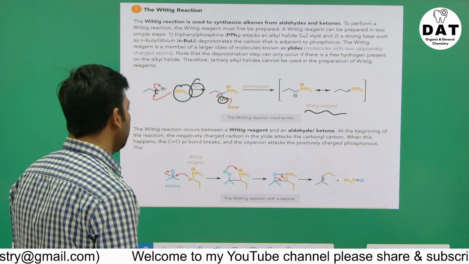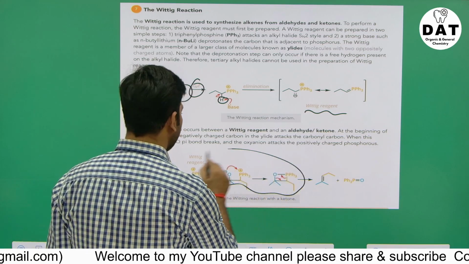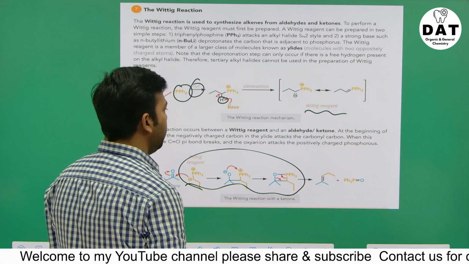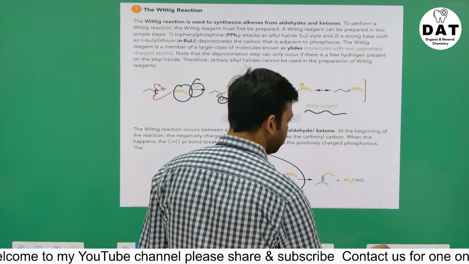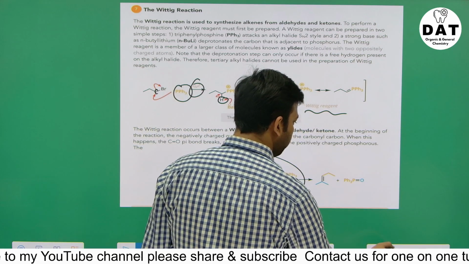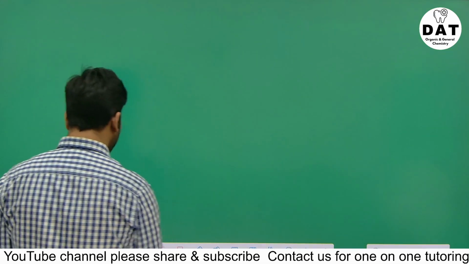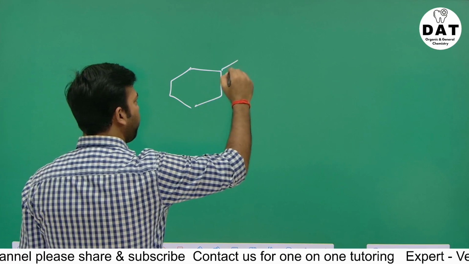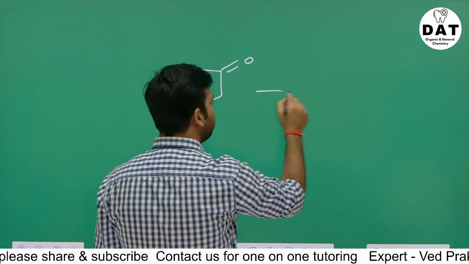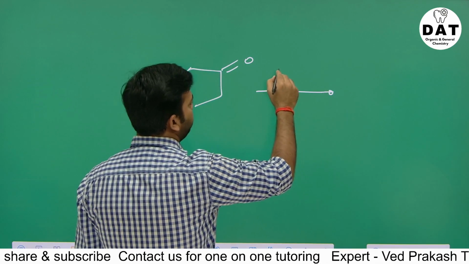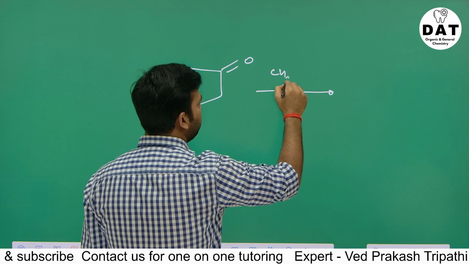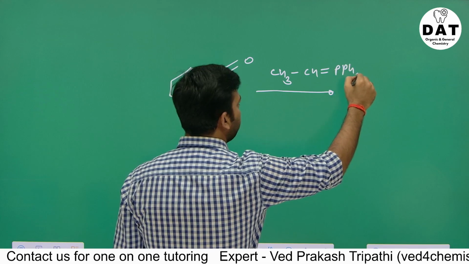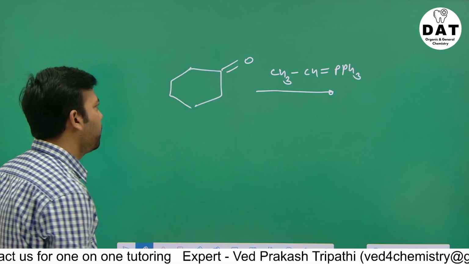Now the next one, there is no need to know the mechanism. You should know the direct conversion. Look at here how we can convert them. Suppose we have this compound and we are using here CH3, CH double bond, PPH3, okay, in this way.